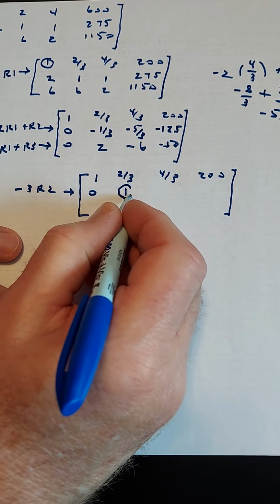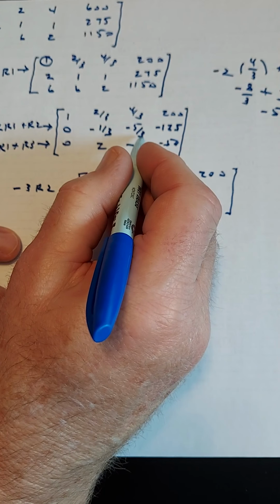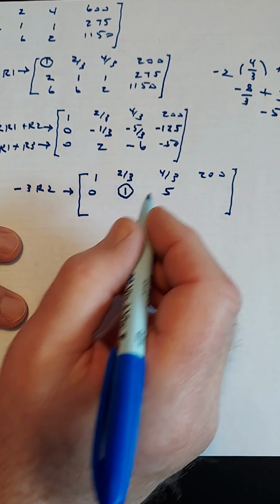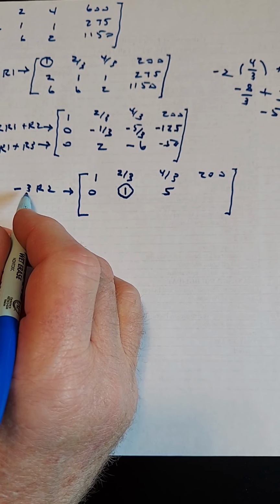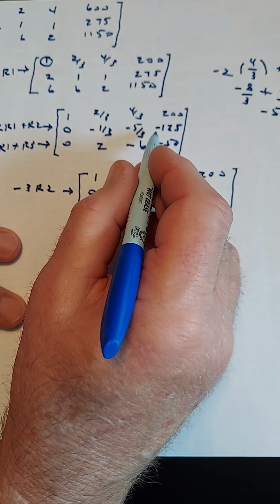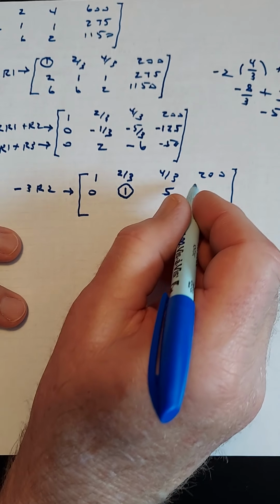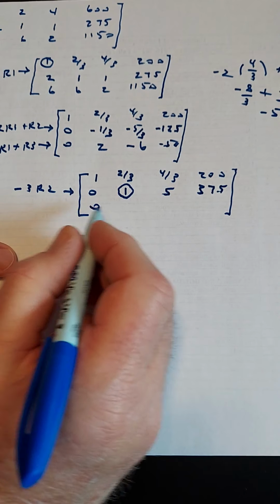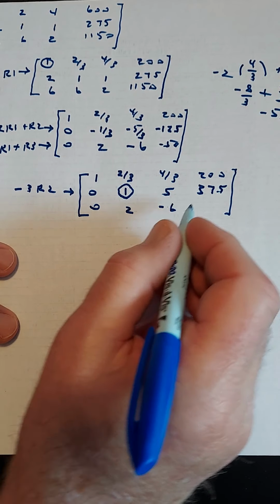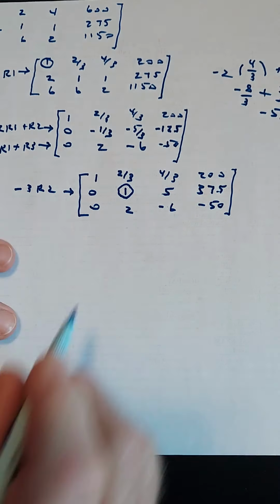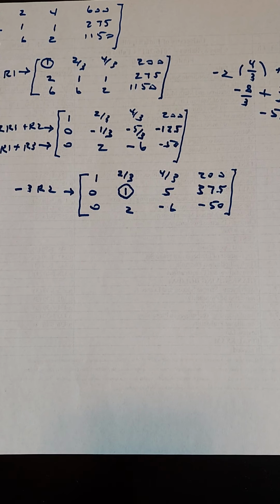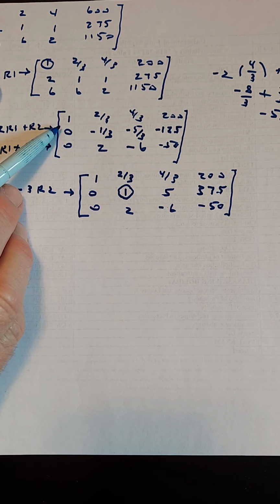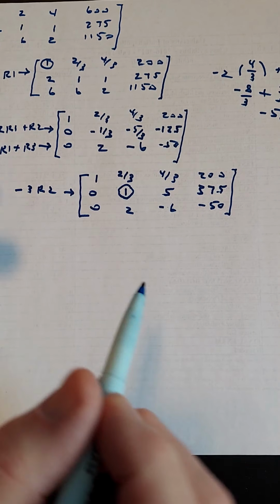That becomes my new pivot, so I'm going to circle it. -3 times -5/3. The negatives drop out, the 3's drop out. That's going to be 5. And -3 times -125 is +375. And the bottom row stays the same. So as you go through, you get a 1, you get 2 zeros. That's what I did here. I got a 1, I got 2 zeros. Now I'm going to get a 1, now I'm going to get 2 zeros.